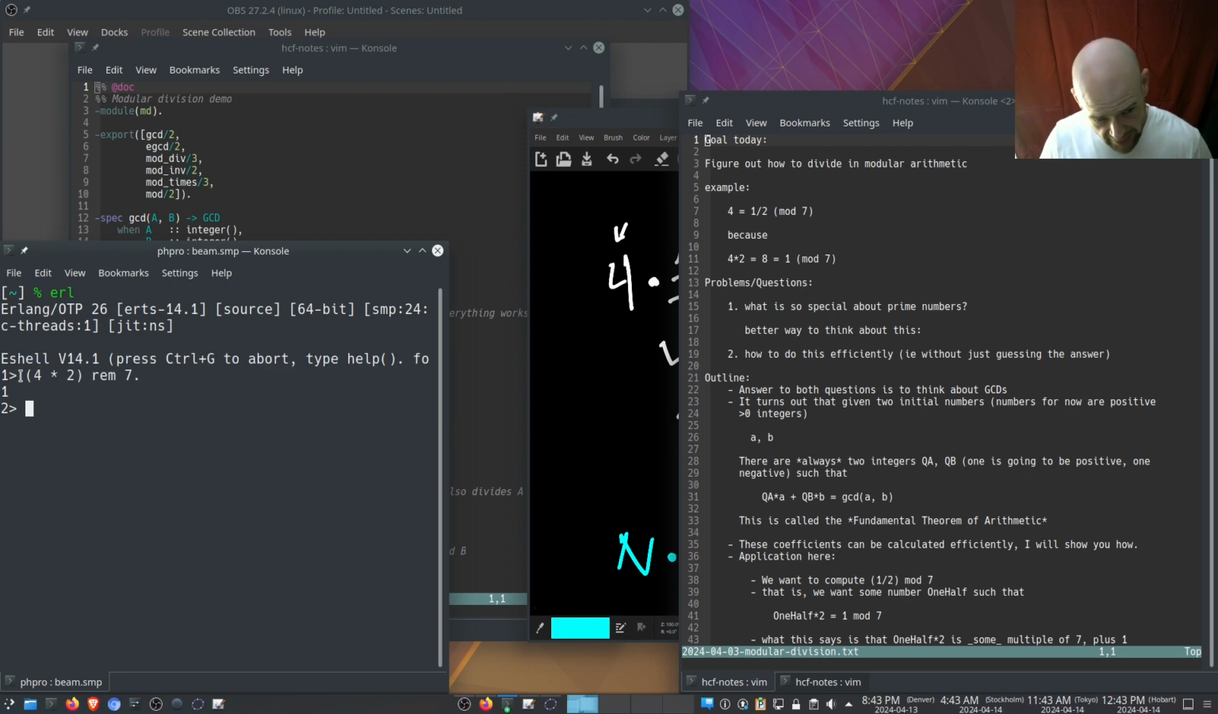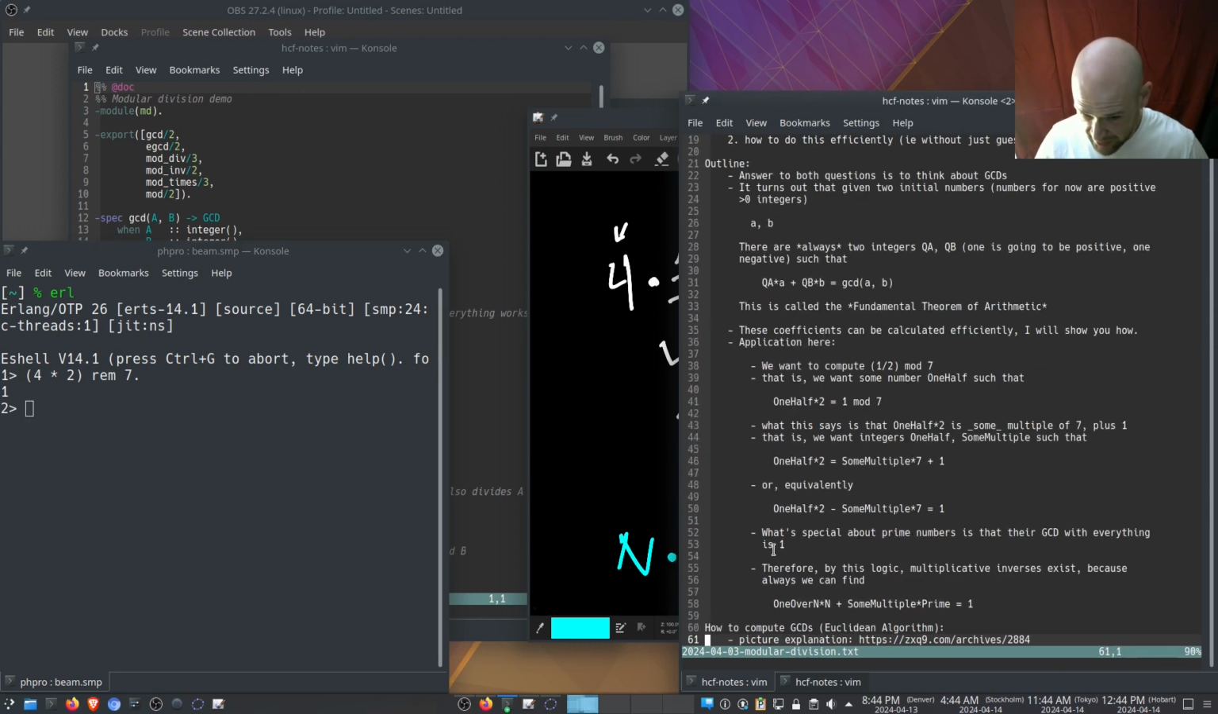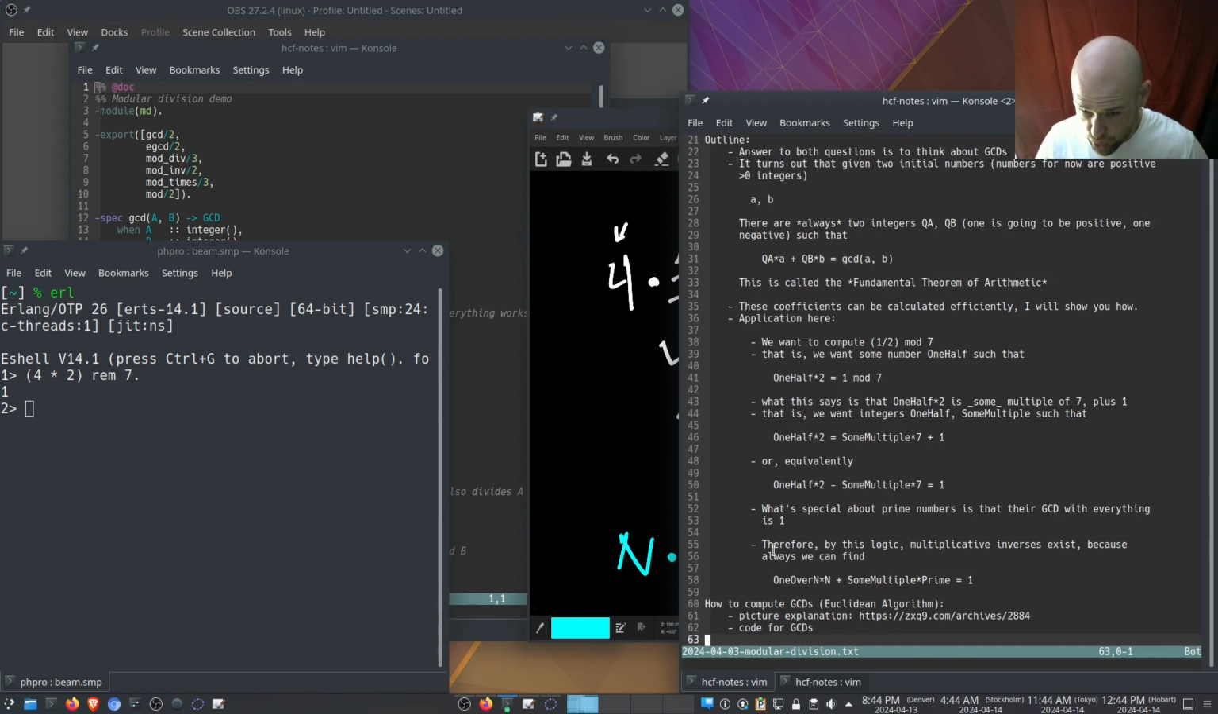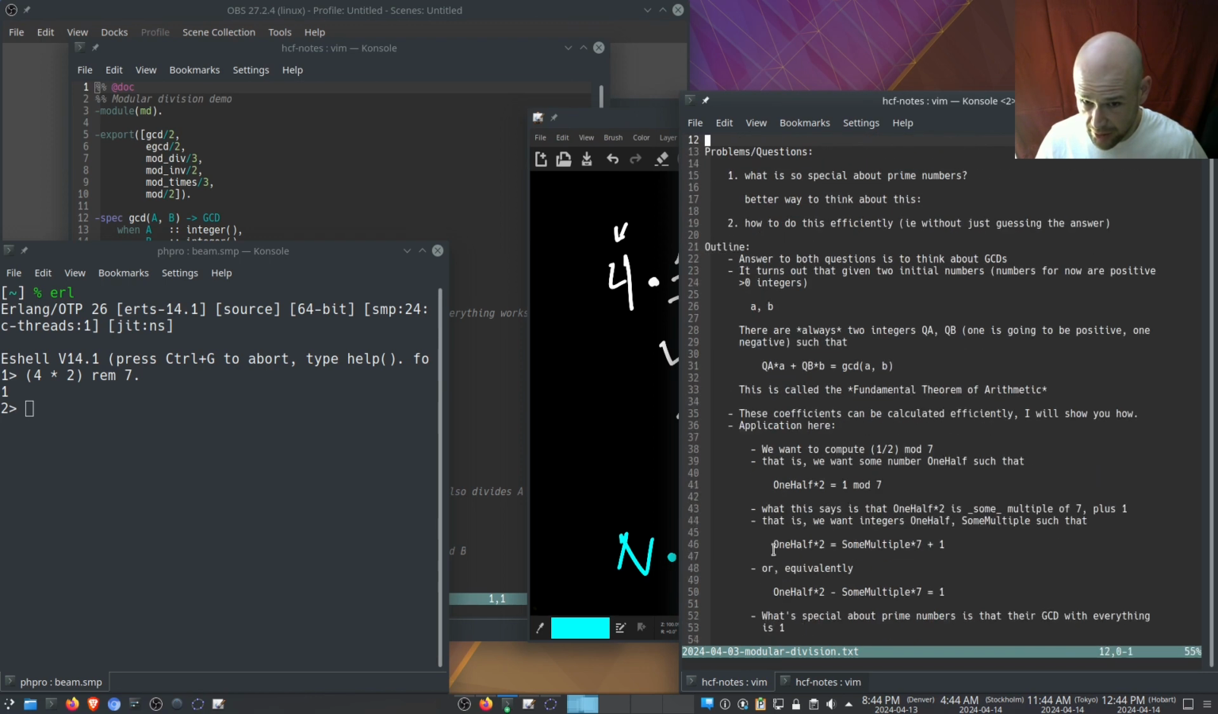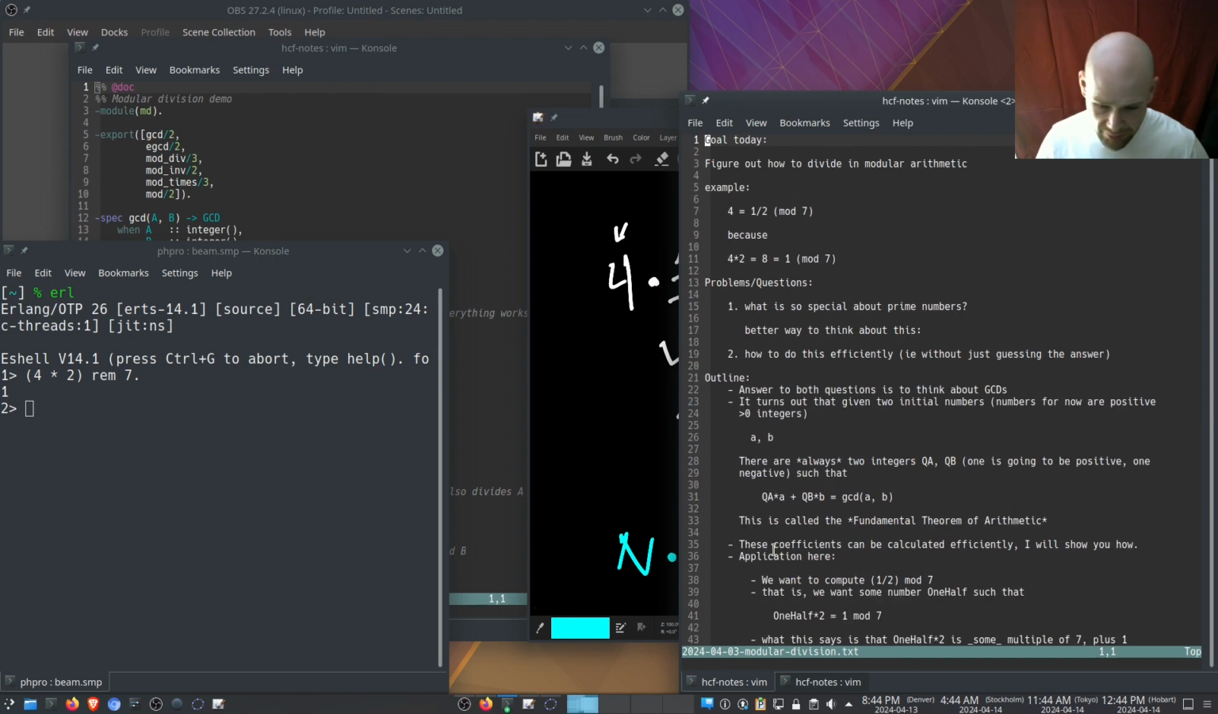How do I find, if I have, I'm trying to think of a really big prime number. Imagine that this was a much bigger number that was prime, and we wanted to find the multiplicative inverse of 4 mod that really, really big number. Maybe it's the number we use in elliptic curve cryptography for our elliptic curve. That's a number that's hundreds of digits long.